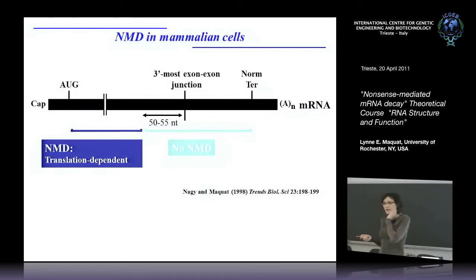So these are natural NMD targets, and the efficiency with which they undergo NMD directly reflects the cellular abundance of selenium. So we actually did the rat feeding experiments to show that.